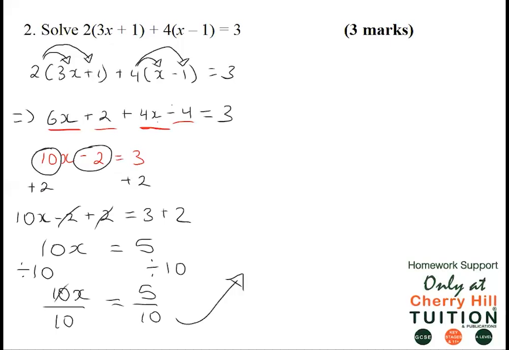The 10 and the 10 cancel out, leaving us with x. And then we have x is equal to 5 over 10. This can be simplified if we divide both sides by 5. So x is equal to 1 over 2, and that's your answer.